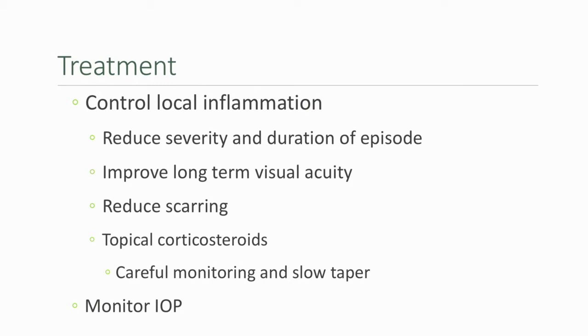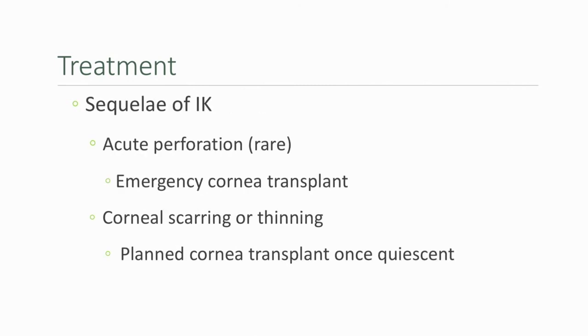Controlling the local inflammation has definitely been shown to reduce the severity and duration of the painful acute episode of IK. It also has been shown to improve long-term visual acuity and to reduce scarring. The mainstay here really is topical corticosteroids, but in many of these cases, these patients really need to be followed very closely in terms of how much steroid you're using. In some cases, oral steroid is needed as well, and all of these steroid medications should be tapered very slowly and under direct observation to make sure that there's no recurrence of the inflammation. And along with all of this treatment, monitoring intraocular pressure closely.